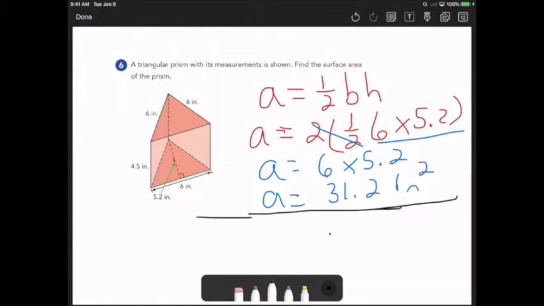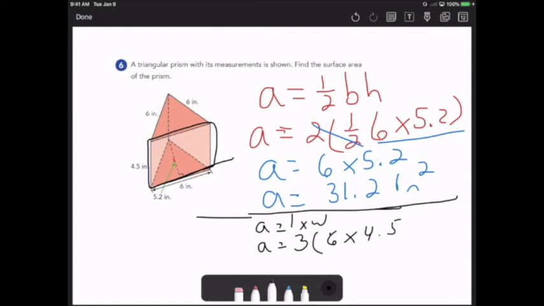So there's going to be three rectangles, and I'm just going to highlight the rectangle right here. And the area for a rectangle is length times width. So we have three of them. So the area is going to equal 3 times the length, which is 6, times 4.5. So what I'm going to do is multiply the 6 times 4.5 first. And when I do that, 6 times 4.5 is going to be 27. So it's 3 times 27. So the area will equal, when we multiply, 81 inches squared.